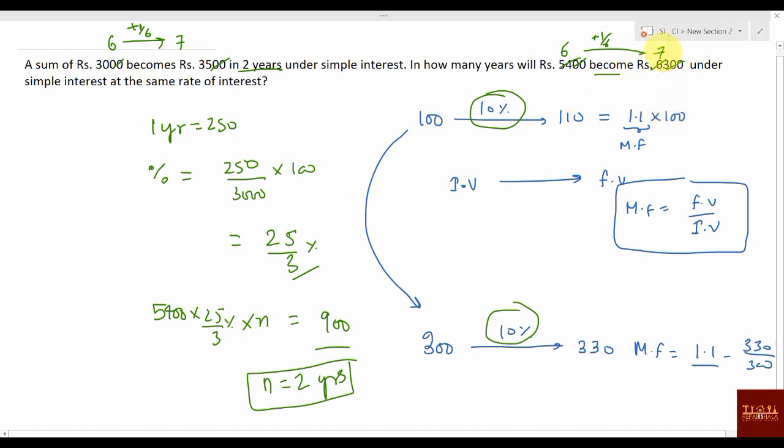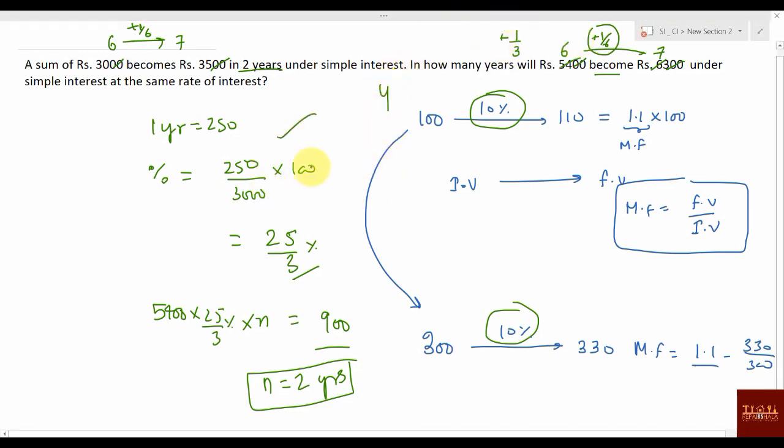Another case might be that it is not 1 by 6. It is something like plus 1 by 3. Plus 1 by 3 means what? It is double. If double change is happening, it means you will be needing double the time. Double the time means now you will be needing 4 years.